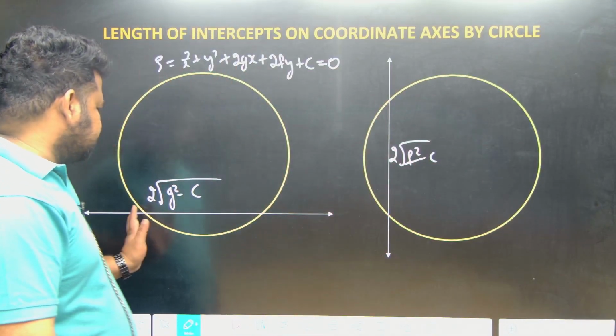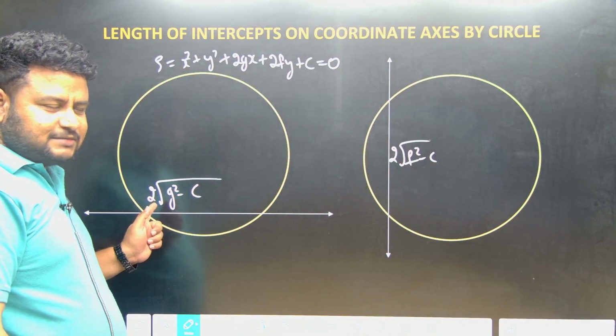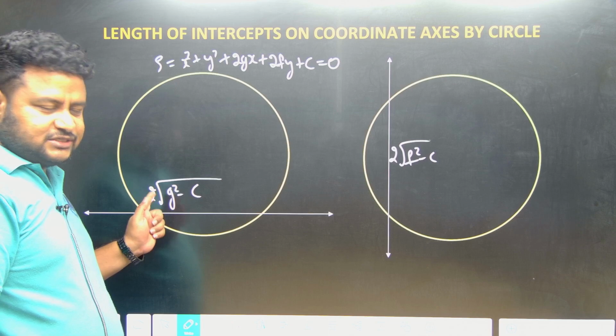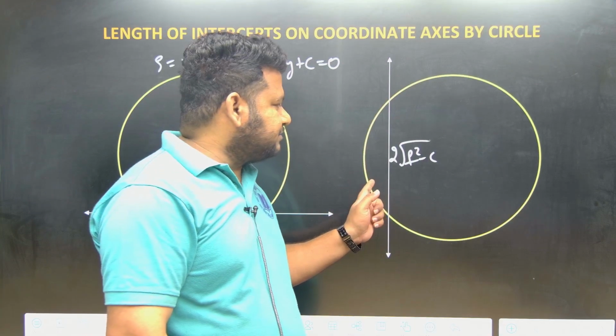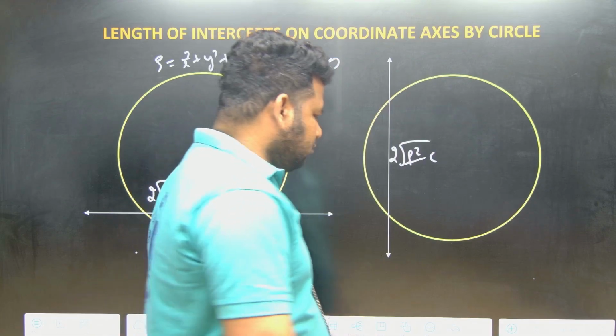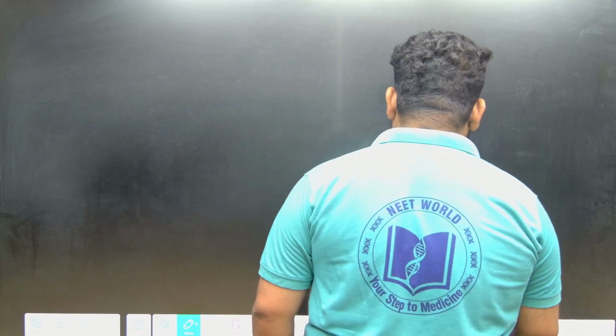Okay, so what is the length of the x intercept? 2 times square root of g square minus c. Please remember this. And the length of the y intercept is what? 2 times square root of f square minus c. Now we got the x intercept and the y intercept. Suppose there are both the intercepts, what do we do then?